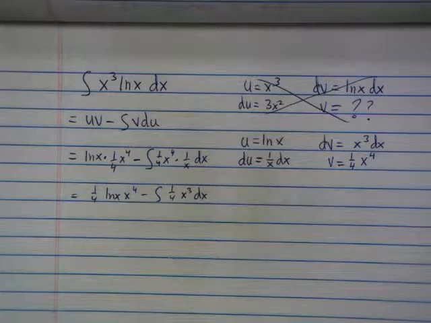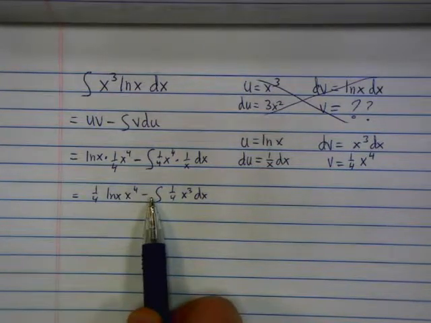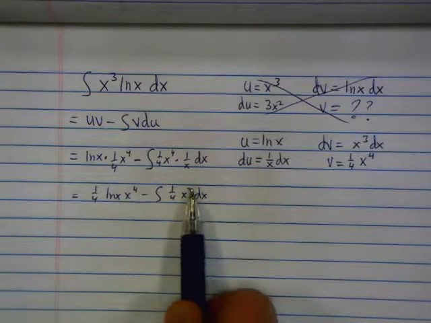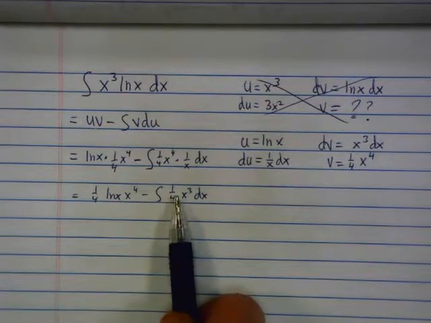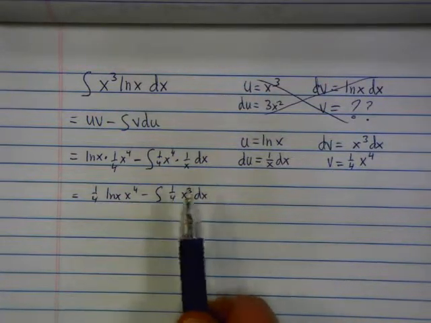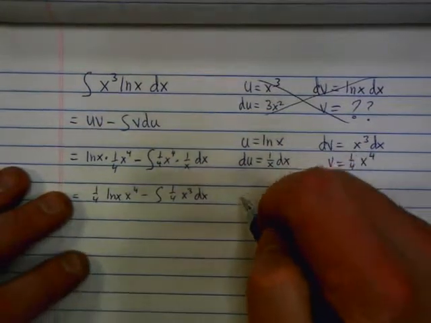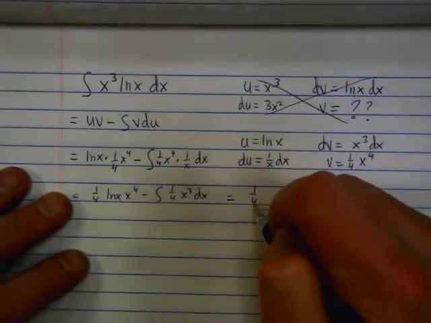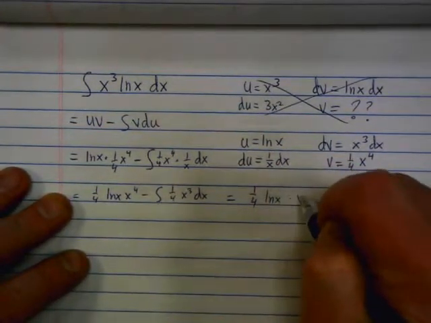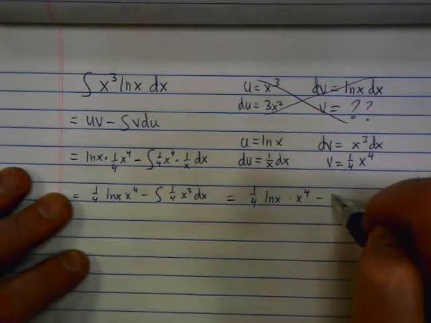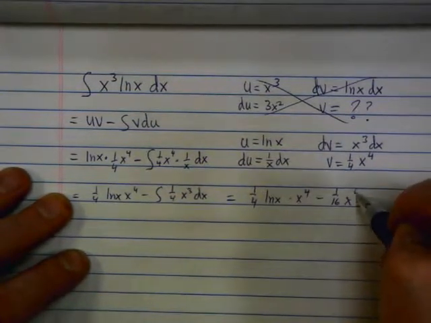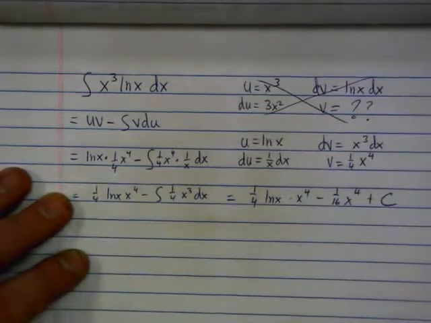Shouldn't that be 1/4 x cubed dx? Yeah, I could take that 1/4 and I could move it out front if I wanted to. Doesn't matter. I'm going to integrate, I'm going to add 1 to my power, divide by my new power, I'm going to end up with a 1/16 either way. Looks like the final answer is 1/4 ln x times x to the 4th minus 1/16 x to the 4th plus c.